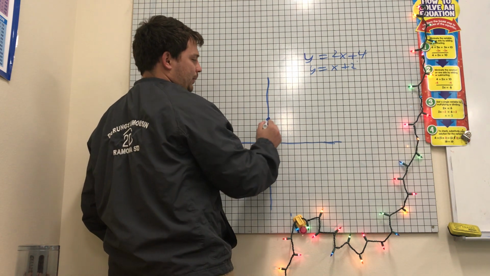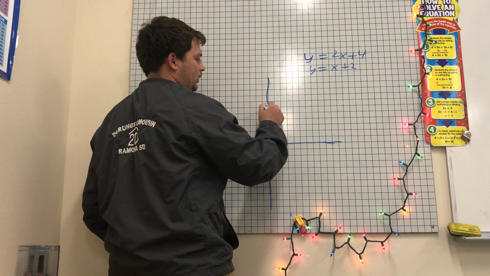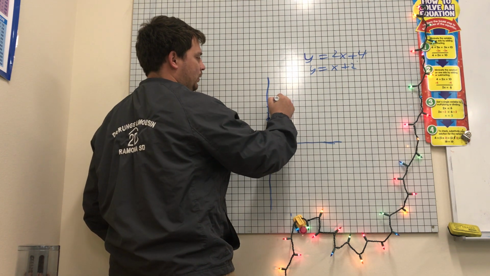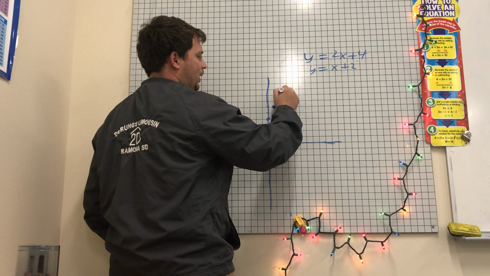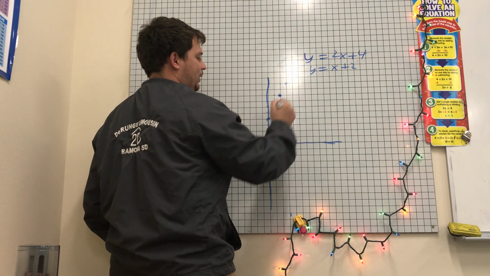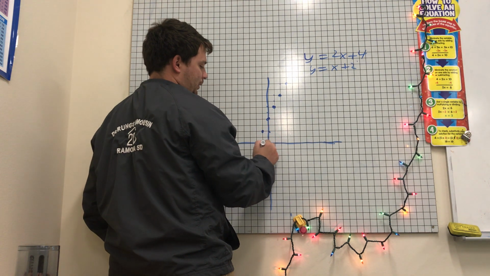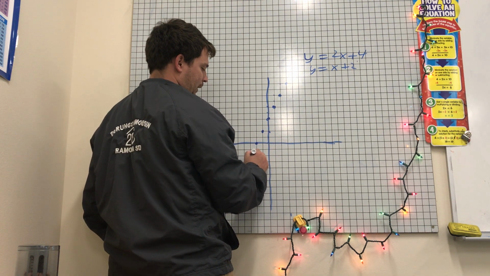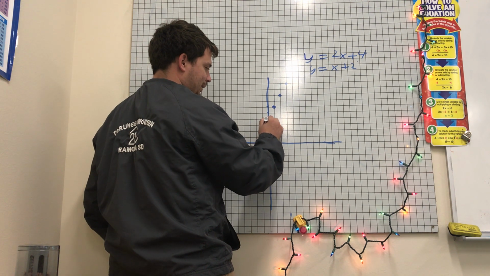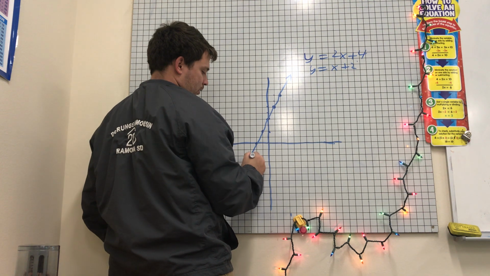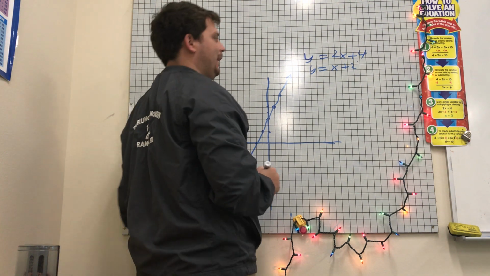We are going to have a slope of 2 to the right 1, because it's positive. So we're up 2, over 1. Up 2, over 1. Down 2, so we go to the left 1. Down 2, to the left 1. And then we play connect the dots. Okay, there's my point there.